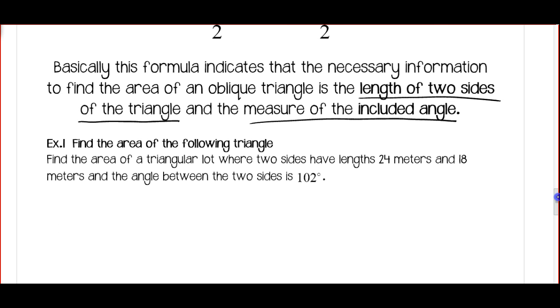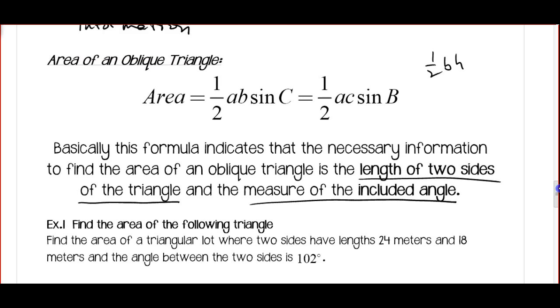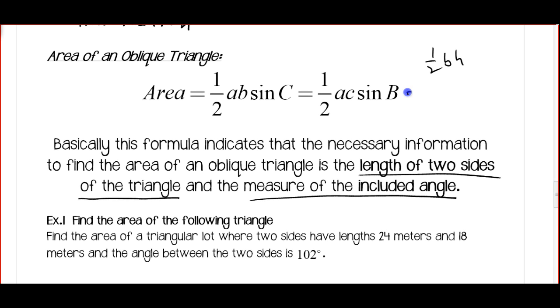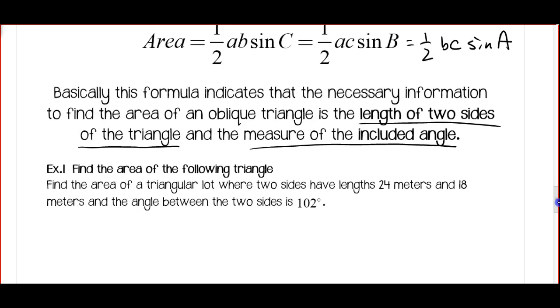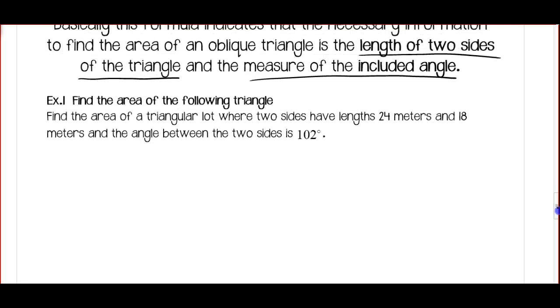So for this first example, we could also have here 1/2 BC, and then the included angle would be angle A, so we could have that as well. But basically it's two sides and the included angle. Substitute everything into the formula.